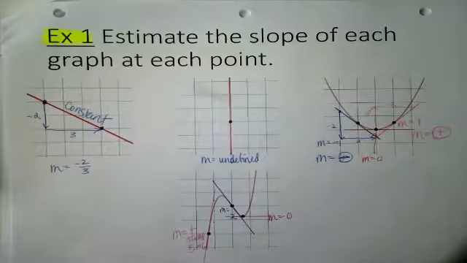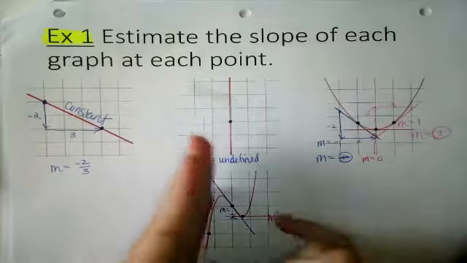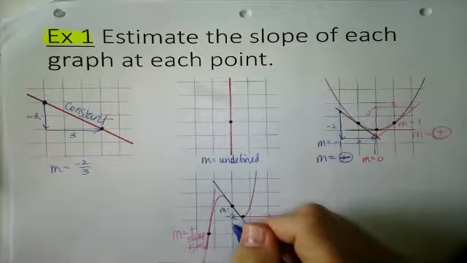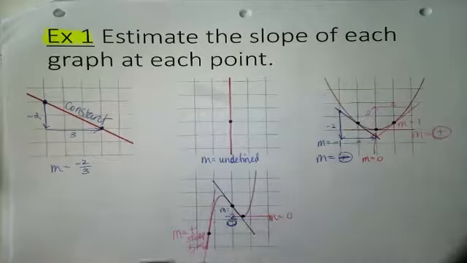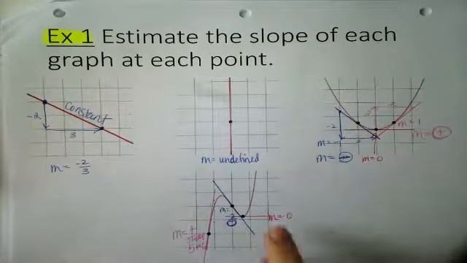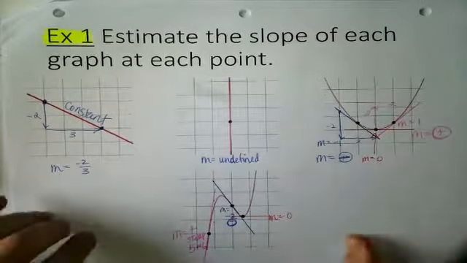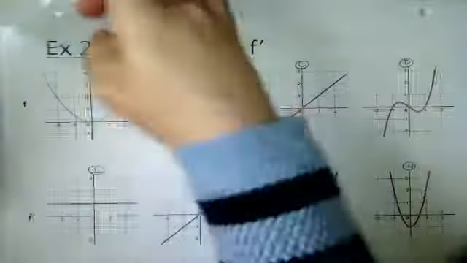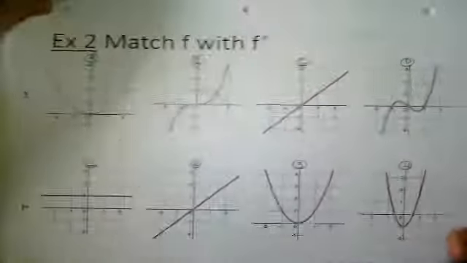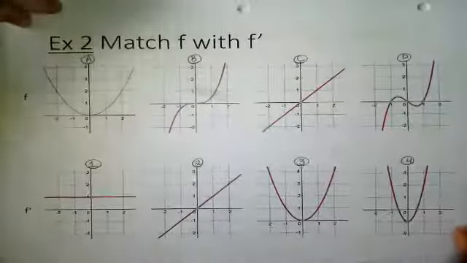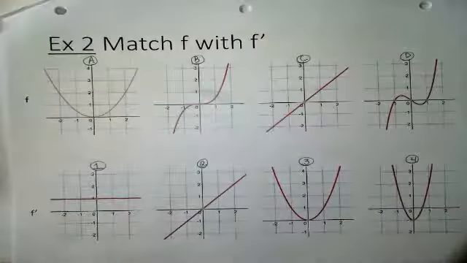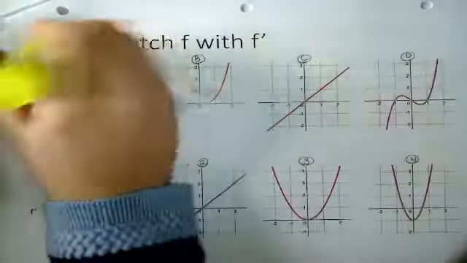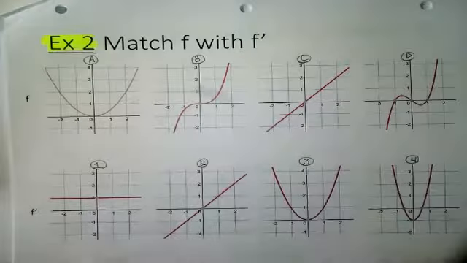But here is the important part that we were just thinking, hey, these slopes are positive. Here we have slopes that are negative, and I really want to be able to identify slopes that are 0. Those are really helpful. So example 2, we want to match the graph of f with f prime. So the graph of the function and its derivative.